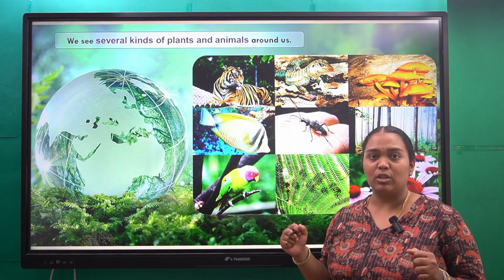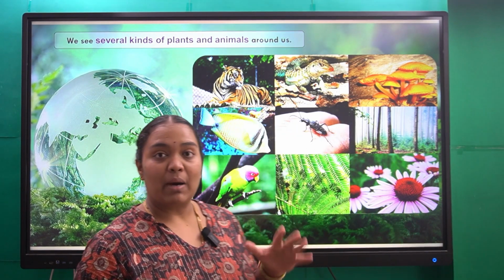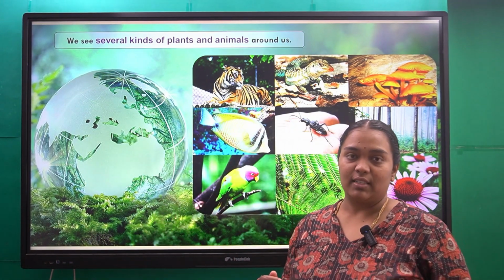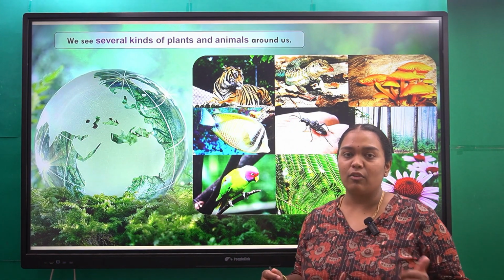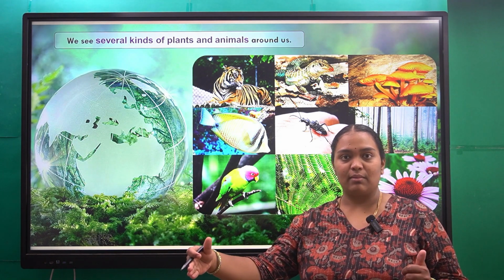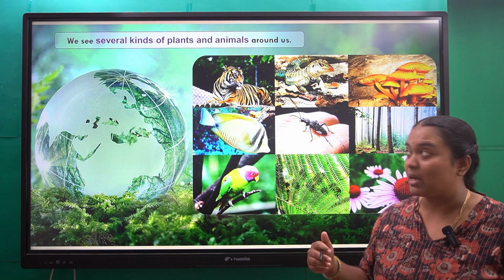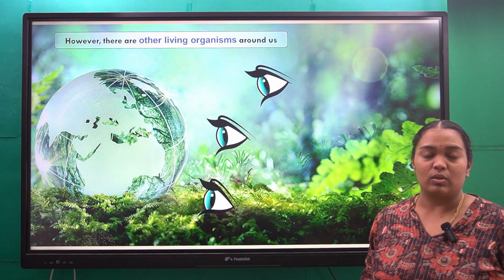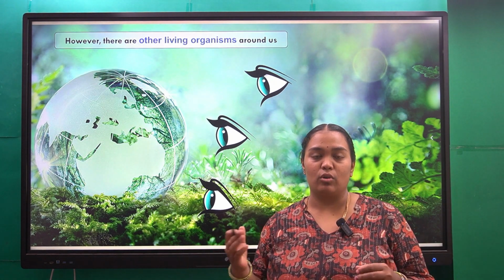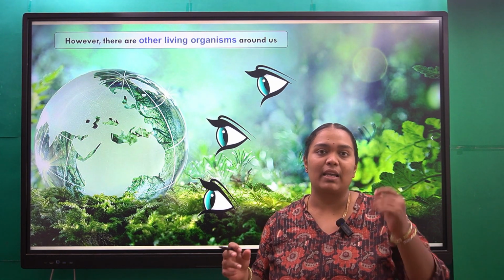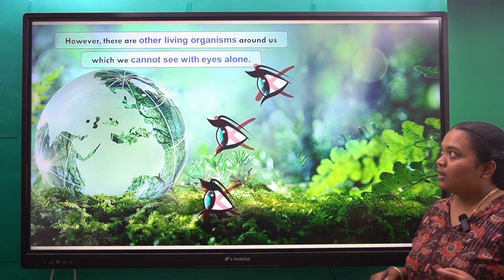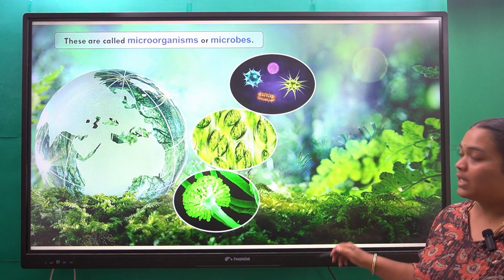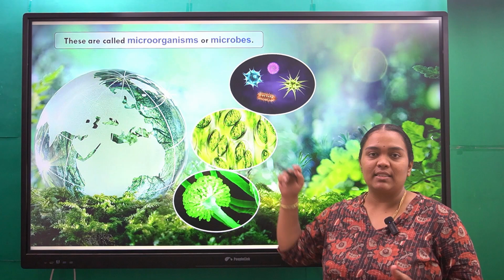Just because you are unable to see them, that doesn't mean they do not exist, but they are not visible to you. We see several plants and also animals of different varieties. When you observe, all the animals are not of the same type, and all the plants are not of the same type. Animals and plants have different features. However, there are other living organisms also around us. Even on the plants and the animals, above them or inside their body, there are some microorganisms surviving, which we cannot see with our eyes. Like the microbes, that is bacteria, which are present in living organisms.